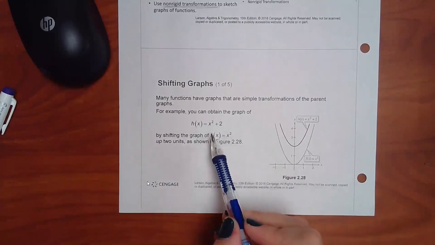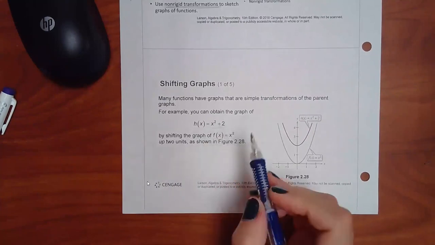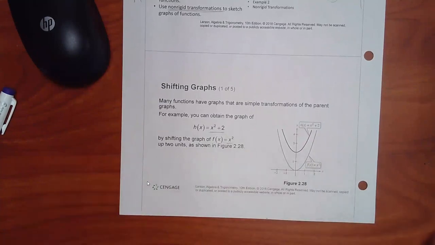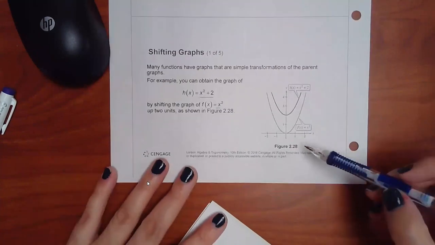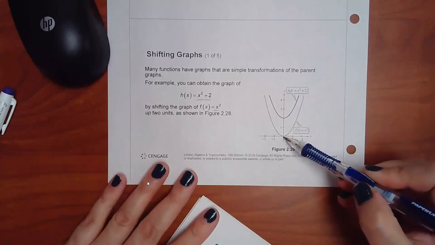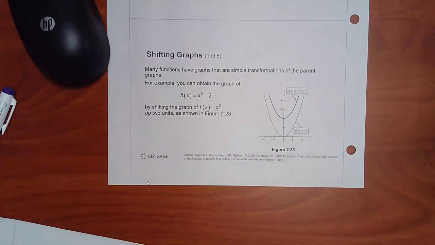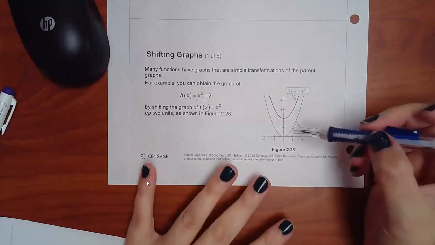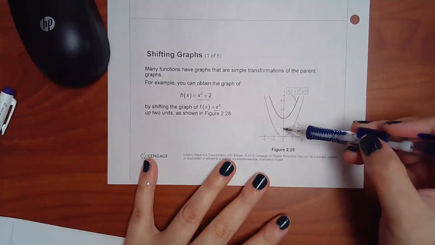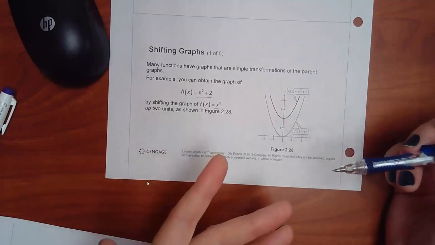So it's saying basically, look at the graph of this function and compare it to just the parent function x squared, okay? So the gray one here is the graph of x squared and it's centered at the origin and then the parabola opens upward, right? That's the basic graph of x squared. But if you were to graph x squared plus 2, notice it's the exact same graph. It's just moved up 2 units, okay?